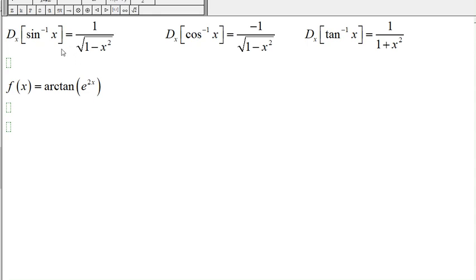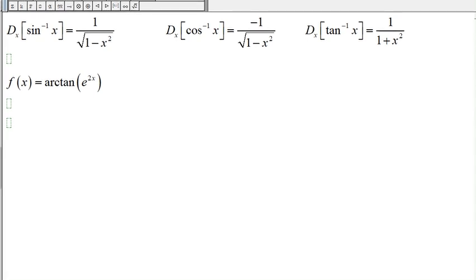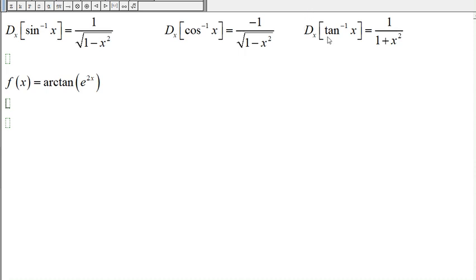And again, earlier we proved that the derivative of sine inverse of x is 1 over the square root of 1 minus x squared. And if we go through that process over again, we will also find that the derivative of tangent inverse of x is 1 over 1 plus x squared. So this is the derivative of tangent inverse of x. And now we want to find the derivative of the tangent inverse of e to the 2x.